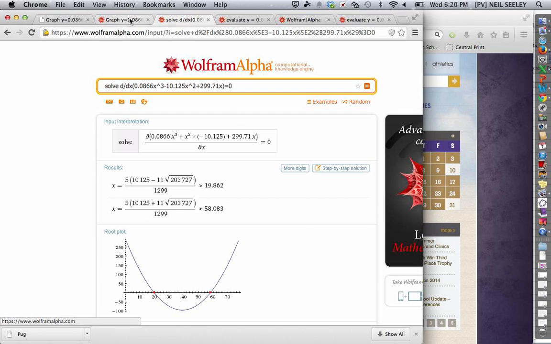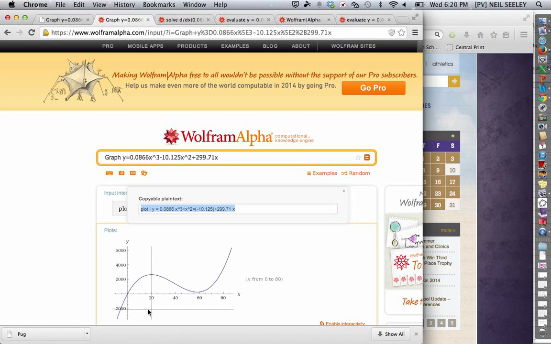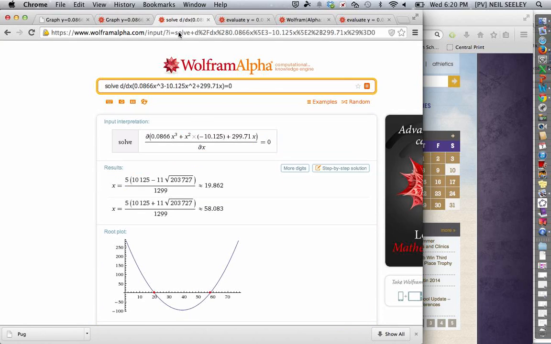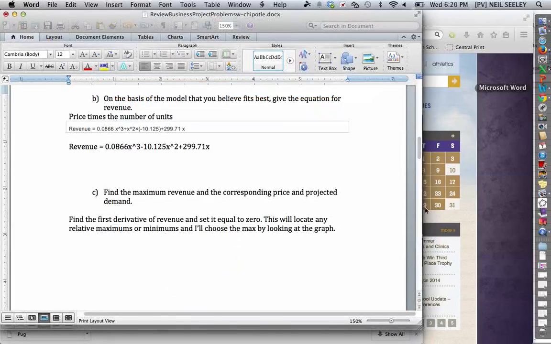58.03. Now if I look back at my graph of that revenue that I just put in there, here's revenue, it looks like the maximum, this is revenue, the whole graph, happens at 20-ish, and the minimum happens at 58. So I'm wanting the maximum, so I'm going to go for that 20-ish number. So the 19.86, that's the number I want, and that's actually where my relative maximum occurs. So the relative max occurs at x equals 19.8.